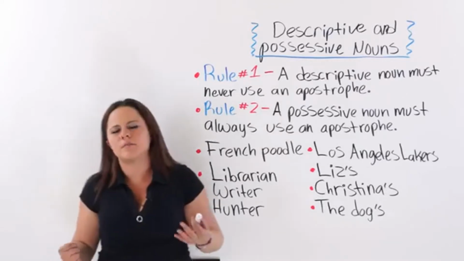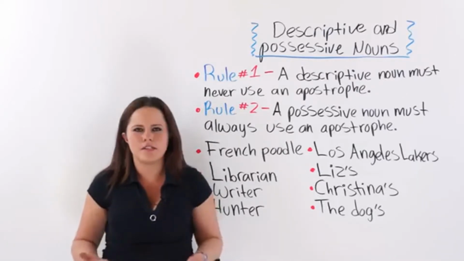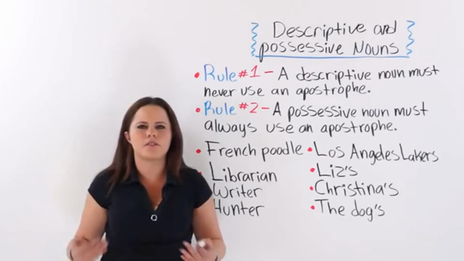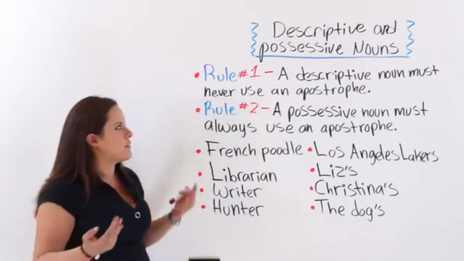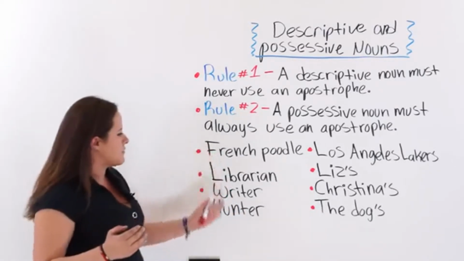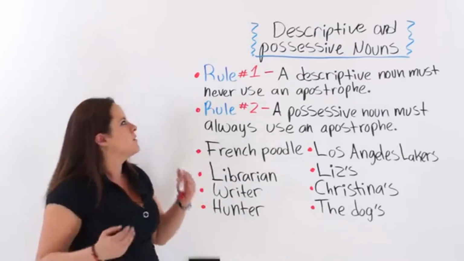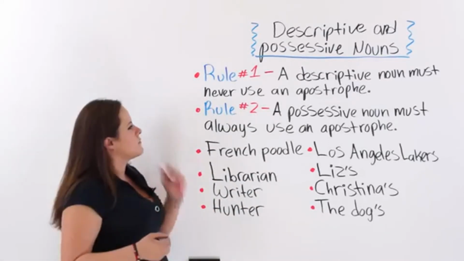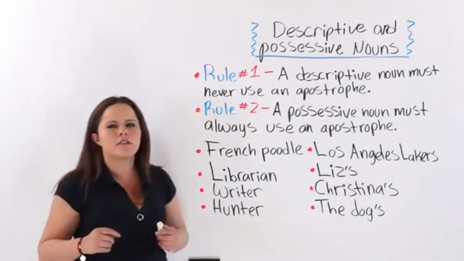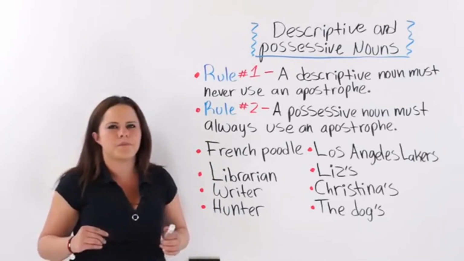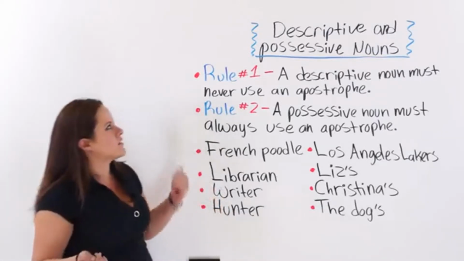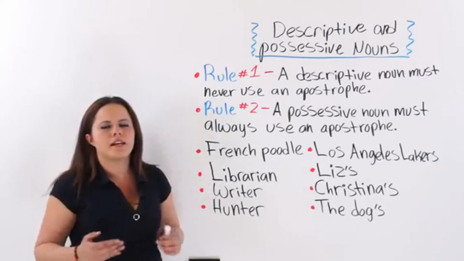Now, some of us may already know that a descriptive noun gives you more information about the personality of the noun, or gives you more information about the noun. But it is a noun itself. I have some examples here written, and I will explain to you as we move on. The second rule is that a possessive noun must always use an apostrophe. Those are the two rules we have to differentiate a descriptive from a possessive noun.